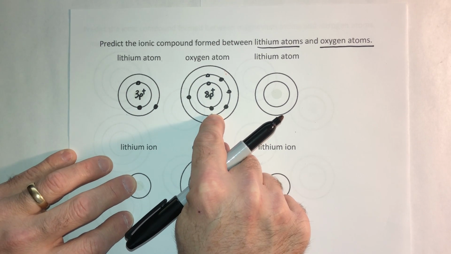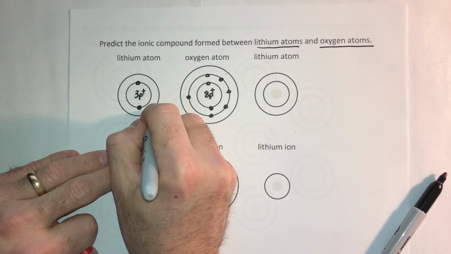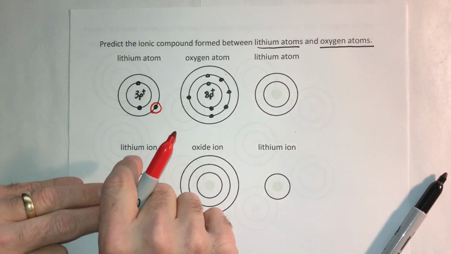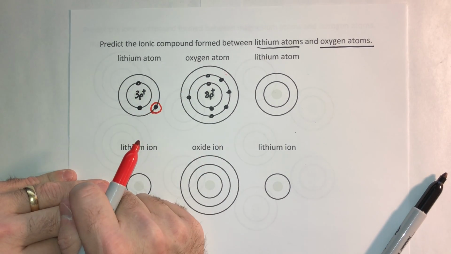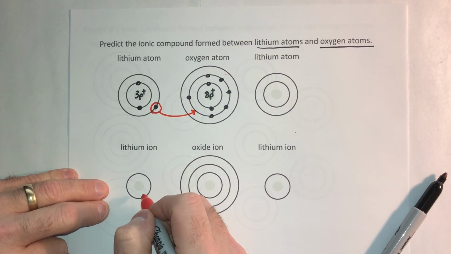You would really like to have 8. Now, if we do the trick that we did in the last one, right? Lithium's got this extra electron. It would really like to give it away because if it gives it away, it'll appear to have only filled orbitals. So it's going to give it to my oxygen.